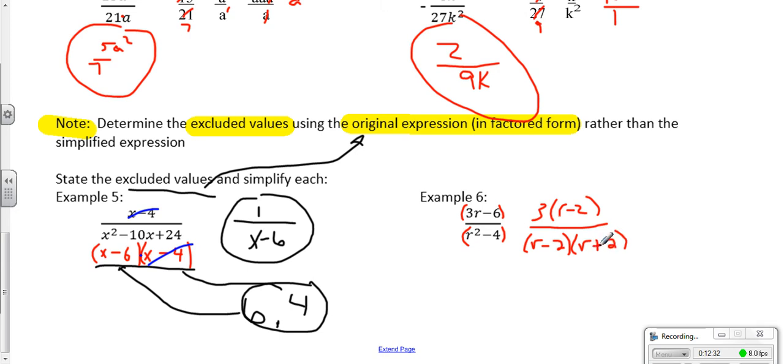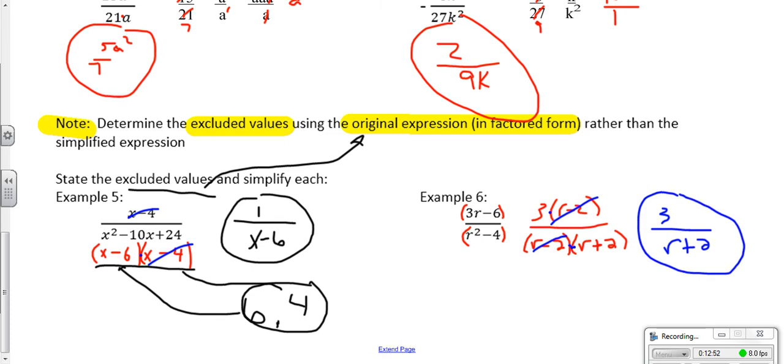Alright, now that I've factored, I've created multiplication problems. Alright, so I can cancel out the r minus 2, and I'm left with 3 over r plus 2. That's my final answer. That's my simplified rational expression. But my excluded values are 2 and negative 2. I have to go to the original factored form of the expression.